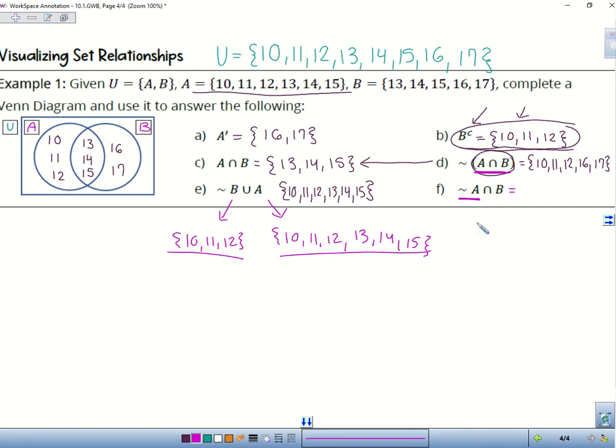So this one we want to know the complement of A, which is this, right? We already found the complement of A earlier, so we don't have to do it again. And we're going to intersect that with original B. So what do these two have in common, these two sets? 16, 17. 16 and 17.